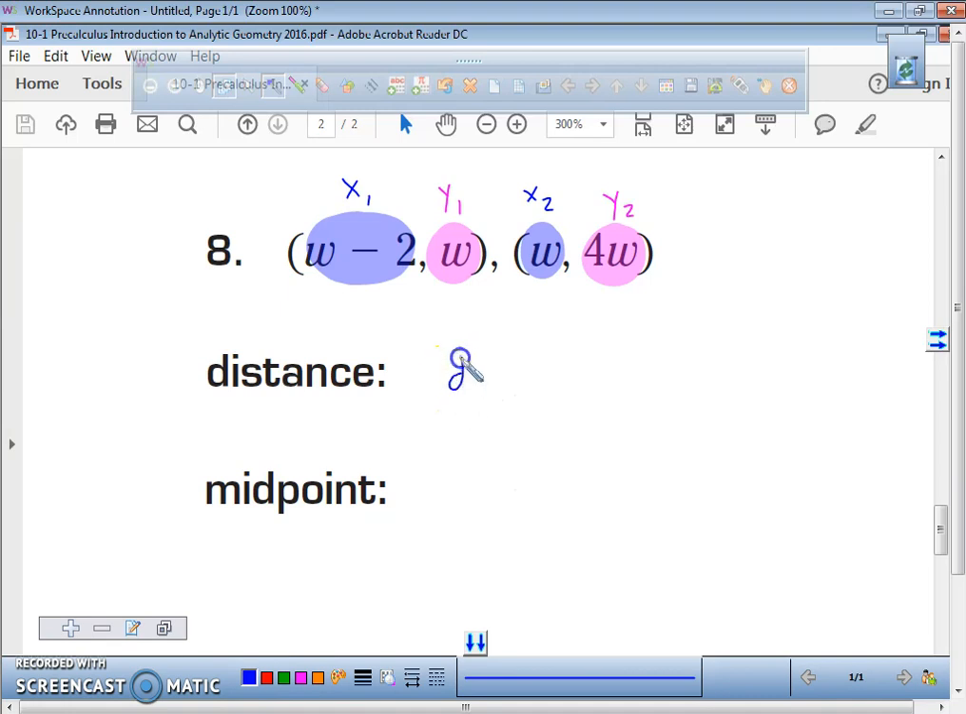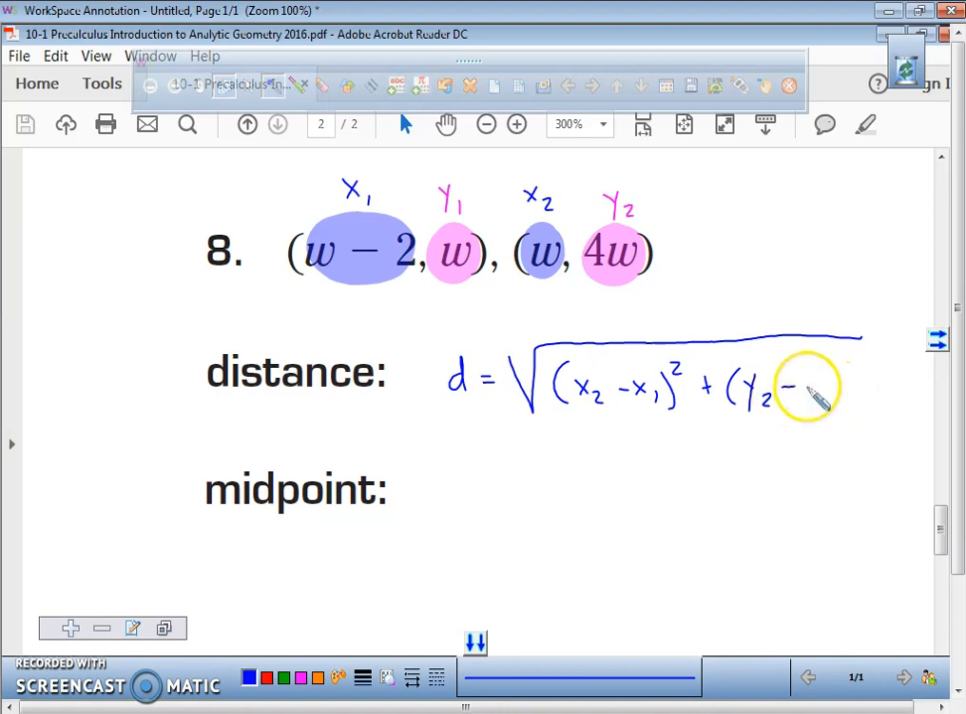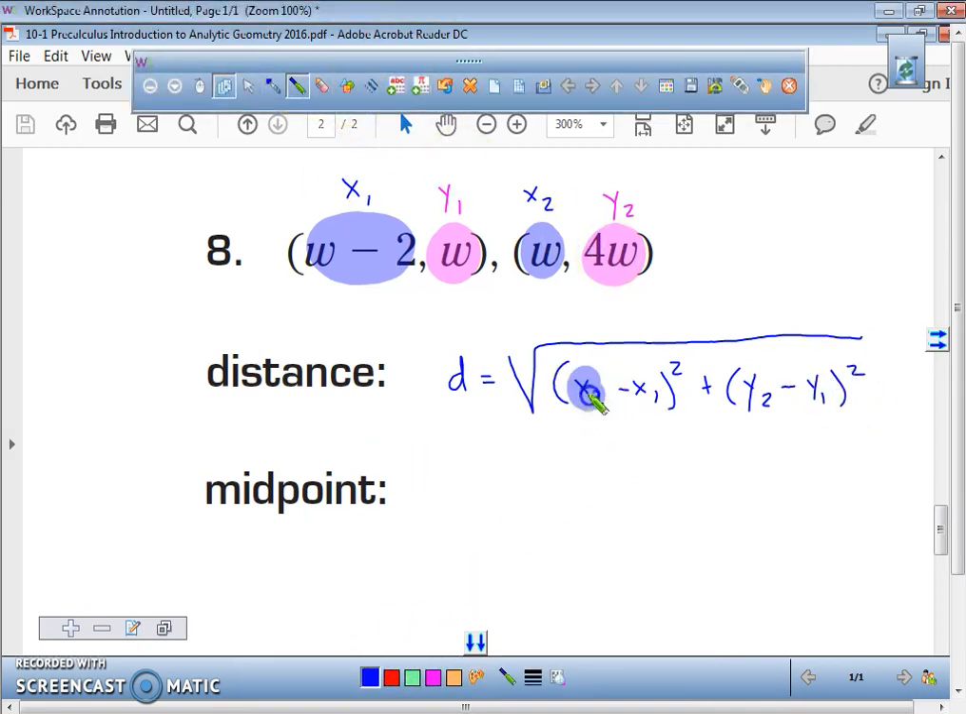Now, we're going to use the distance formula. If you want to find the distance between these, you have to carefully plug things into this formula. And then I'm going to show you a logical way to do it as well. You can choose to do it the formula way or the logical way.